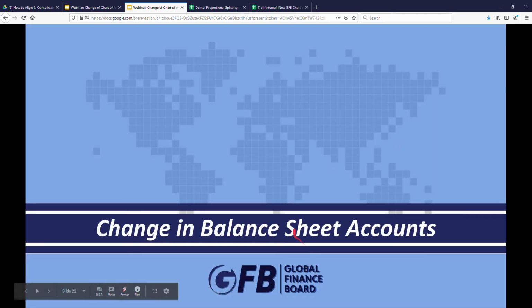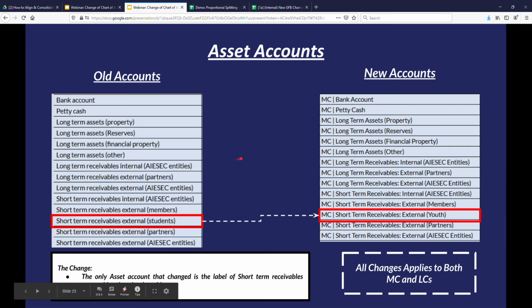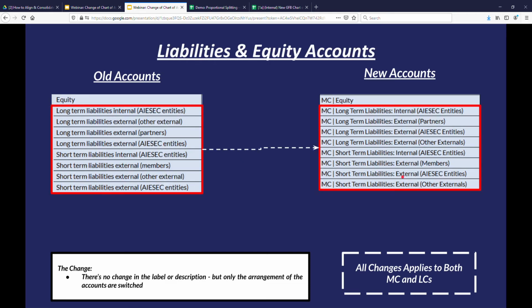Change in balance sheet accounts. Pretty much there's no change that happened except for the words students and youth. It's just to emphasize that we're not exclusive just for students, and also just rearranging the accounts. Those are just the changes with the assets. For liabilities and accounts, the changes were just grammar and rearranging the accounts slightly, but it's basically the same accounts.